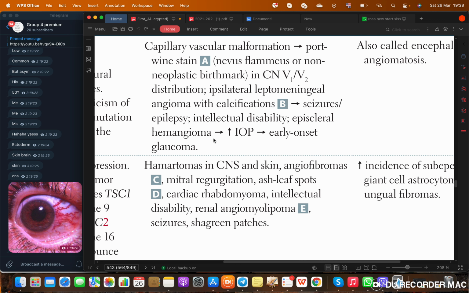Episcleral hemangioma, which leads to increased intraorbital pressure, which leads to early onset glaucoma. So what is glaucoma? It's an increase of the intraocular pressure that promotes destruction of the optic disc and blindness.